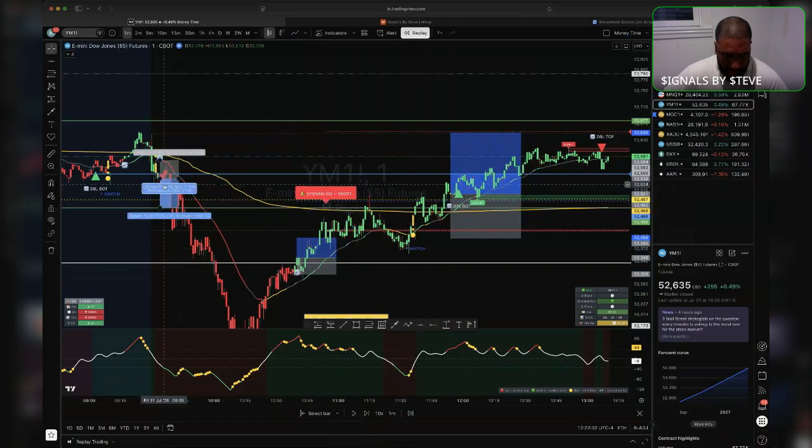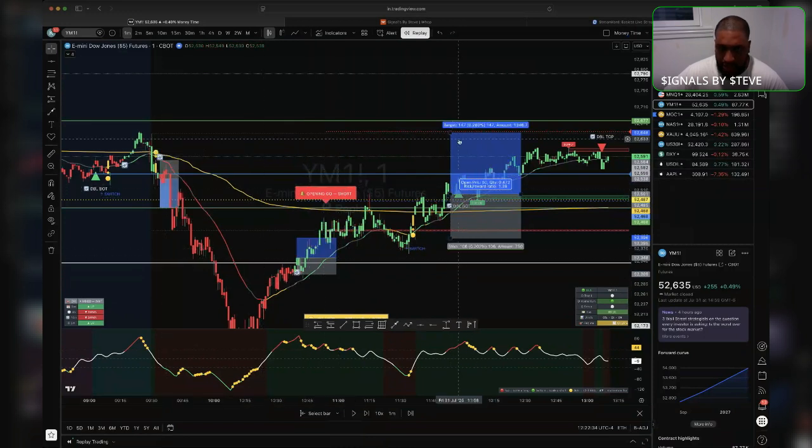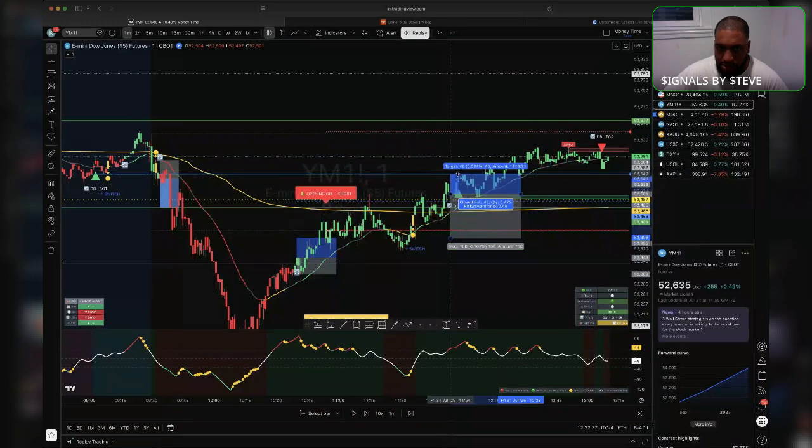Okay, so 48 points, you ended up hitting 70 points there. And let's just get out at the blue magic line, just to be safe. That's another 48 points there. Okay, cool. Now we're not looking to be in these trades very long, y'all.